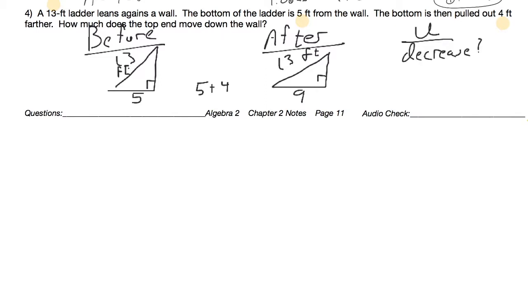Well, my unknown is the amount of decrease in the height. So I'm going to need to find the before height and the after height. I'll call this A and I'll call this B. And what I really want to know is A minus B. So we have 5 squared plus A squared equals 13 squared. And we also know that 9 squared plus B squared equals 13 squared.